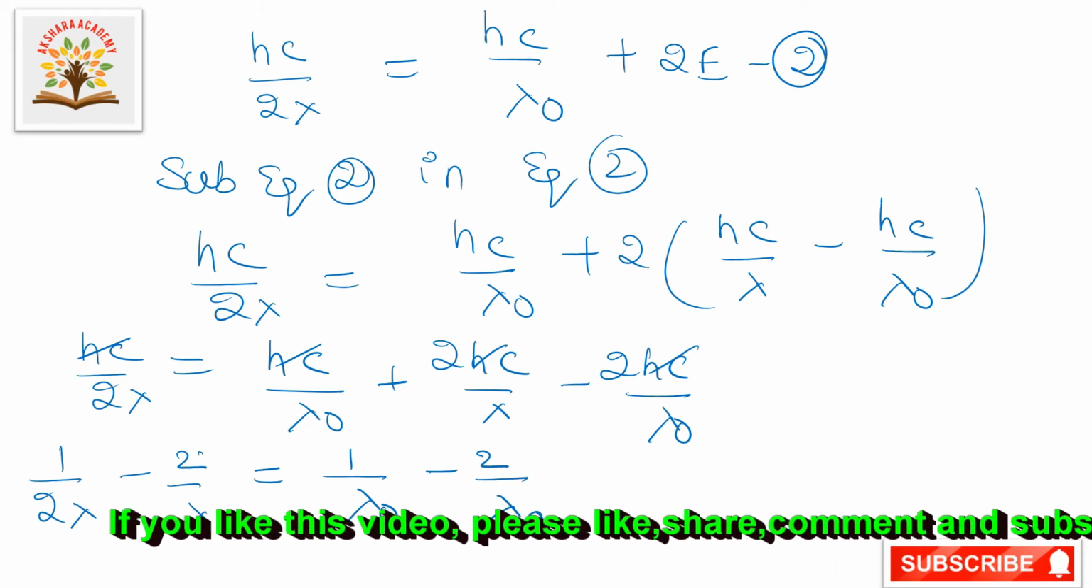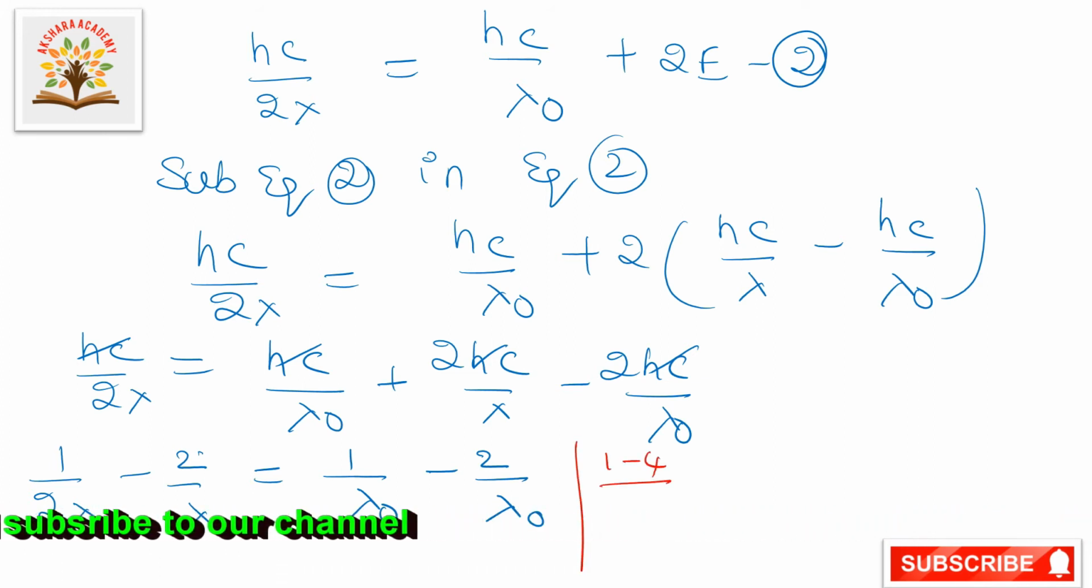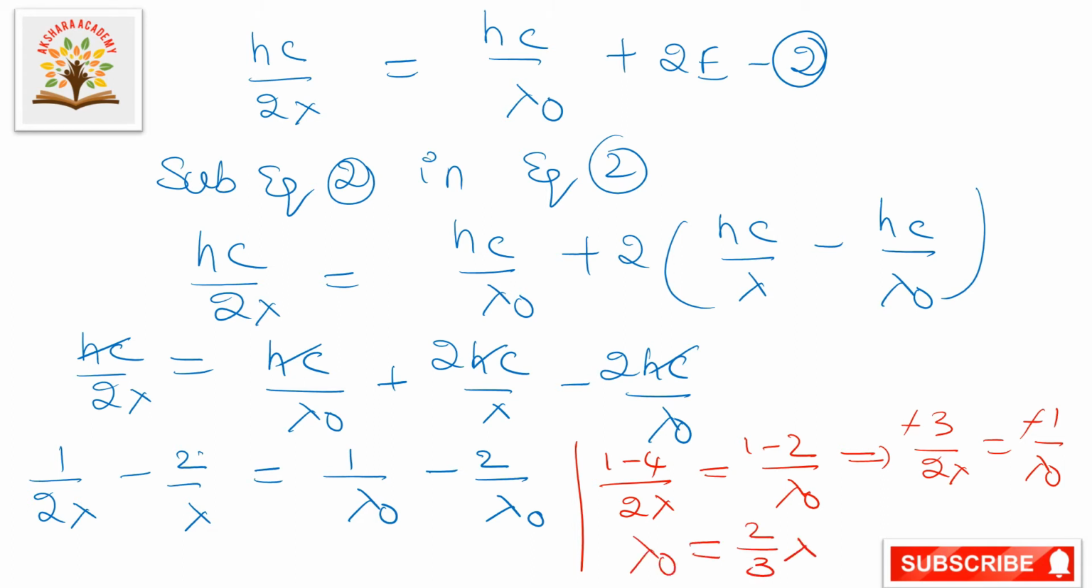Taking LCM, 1 minus 4 by 2 lambda equals 1 minus 2 by lambda naught. Here 1 minus 4 is minus 3, so minus 3 by 2 lambda equals minus 1 by lambda naught. Minus and minus cancel. So the threshold wavelength lambda naught equals 2 by 3 lambda. This is the final answer. Okay. Next we will go to the next one.